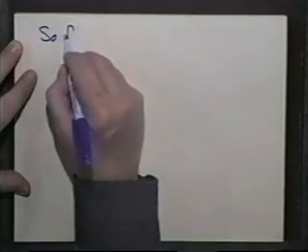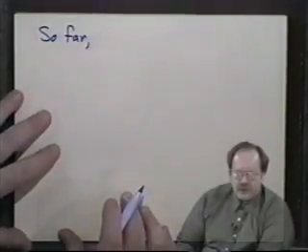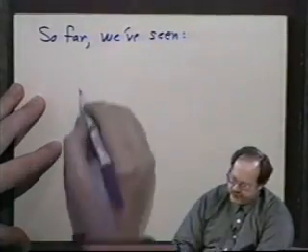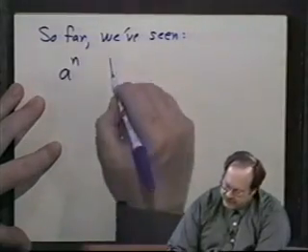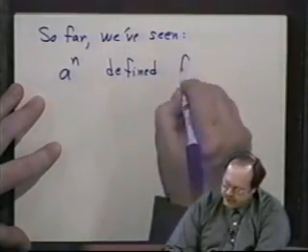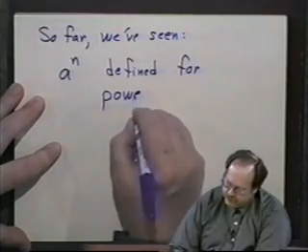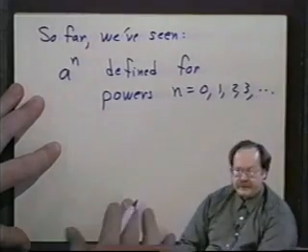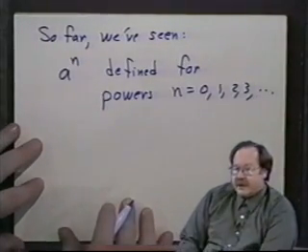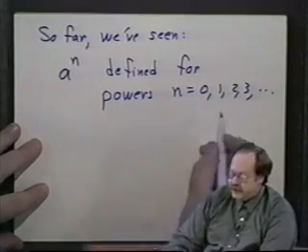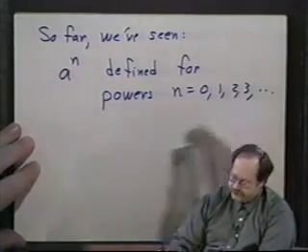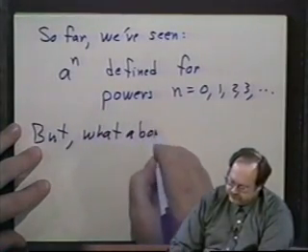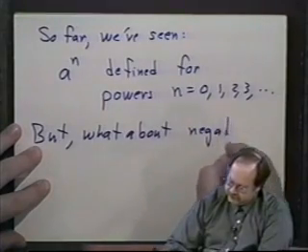All right, let's summarize where we are at this point, because I did digress into the warning. So far, we've seen what? We've seen a to the n defined for powers n equals 0, 1, 2, 3, etc. But I said in this section we were going to talk about integer exponents, and integers include -1, -2, -3. So, but what about negative integers?